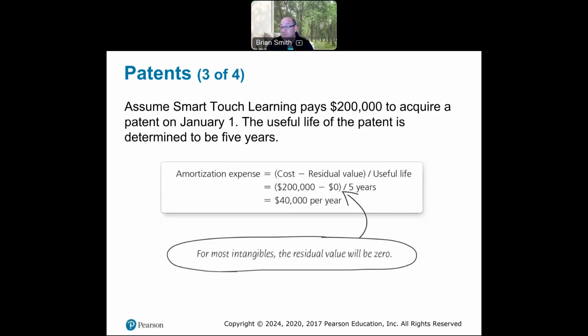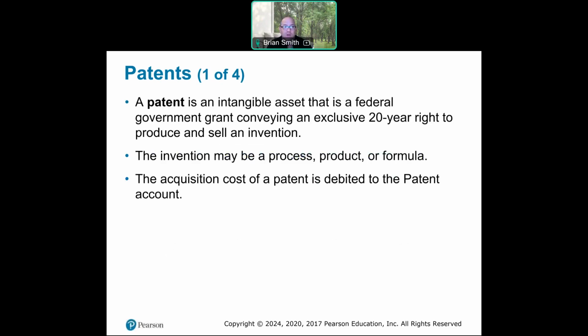Amortization is cost minus what you expect if you could sell it at all, divided by its useful life. A lot of times the residual value is going to be zero. It even says right here, most intangibles' residual value will be zero. So in this case, the useful life of the patent is determined to be 5 years, even though it looked like 20 years. It said here, a grant conveying an exclusive 20-year right to produce and sell an invention.